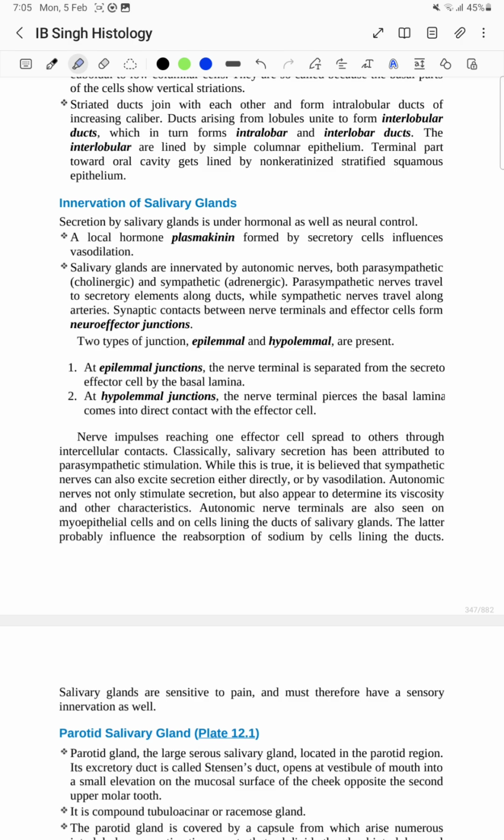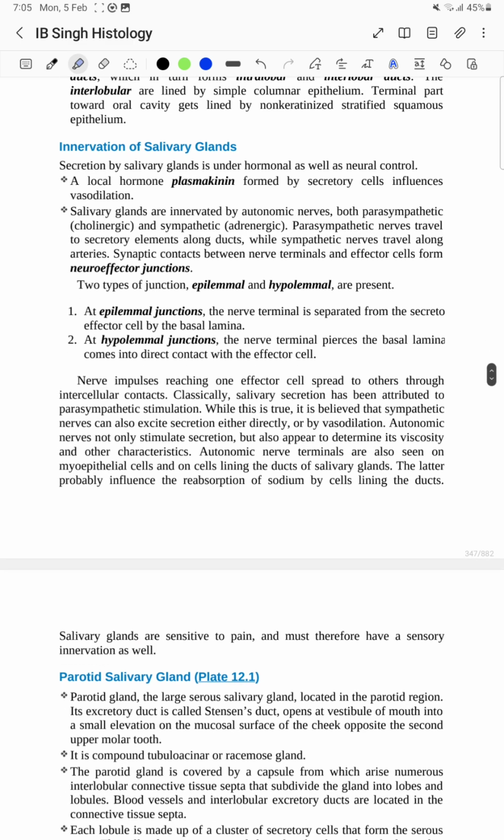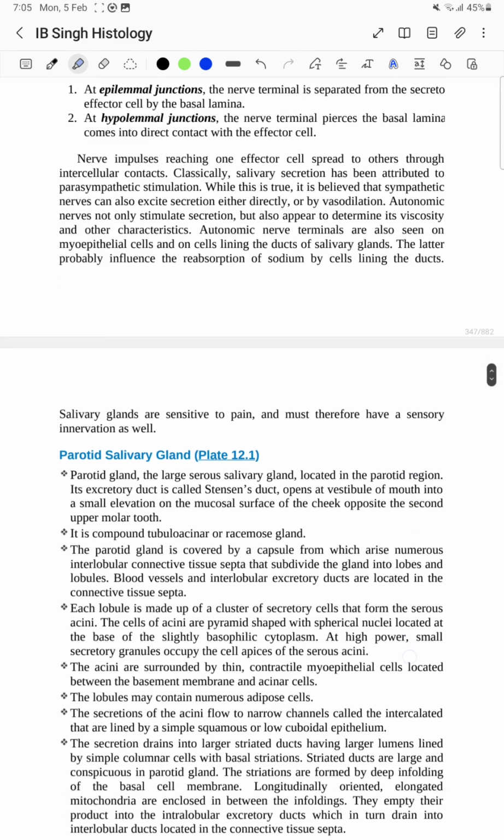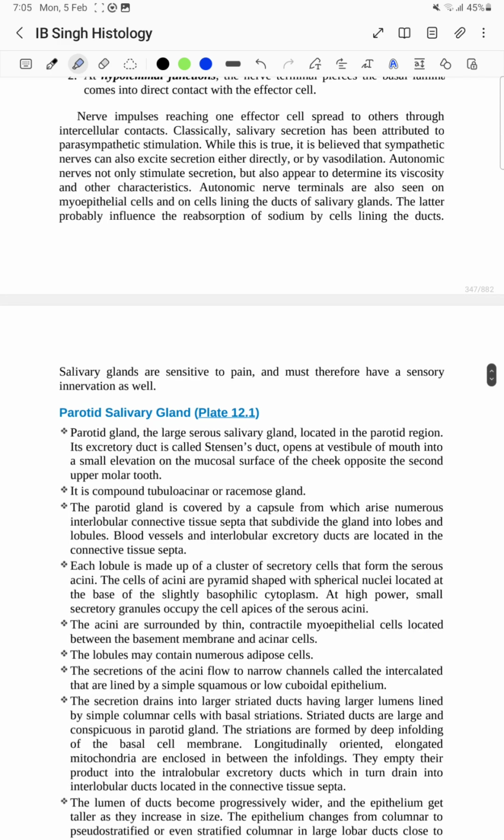At epilemmal junction, the nerve terminal is separated from the secretoeffector cells by basal lamina. At hypolemmal junction, the nerve terminal pierces the basal lamina and comes into direct contact with the effector cells. Nerve impulse reaching one effector cell spreads to others through intercellular contact. Classically, salivary secretion has been attributed to parasympathetic stimulation. While this is true, it is believed that sympathetic nerves also excite secretion either directly or by vasodilation.